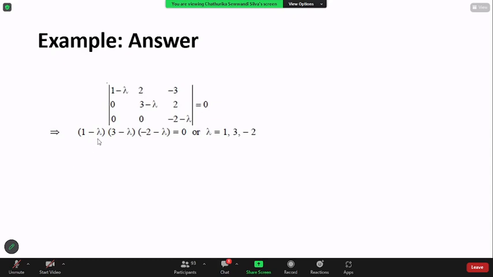So finally, they have ended up with the lambda values being 1, 3, and minus 2, right? 1, 3, and minus 2. So then, our next step.